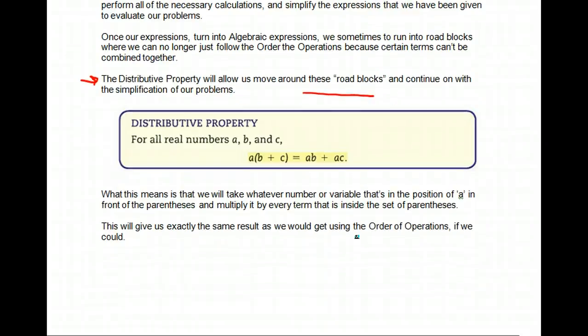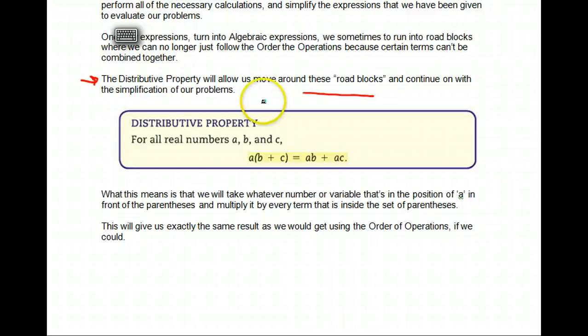So what the distributive property says is that if you have a set of parentheses and you're being asked to perform some type of addition or subtraction inside it, but you're unable to do so because they are not like terms. If you look at our little box here, we're being told to add b plus c. We know that we cannot combine b plus c because they are not like terms. So we think, I can't do anything more with this problem. I'm told to do the parentheses first, but I cannot add b plus c.